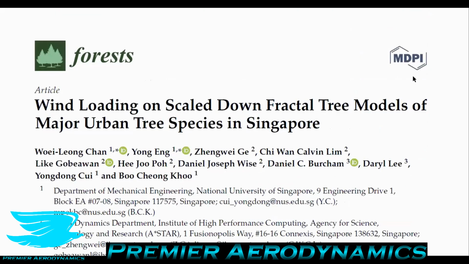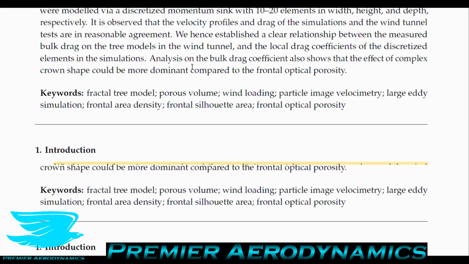And to look at this, we're looking at a paper called Wind Loading on Scaled Down Fractal Tree Models of Major Urban Tree Species in Singapore. It's open access. You can find a link in the description. And it was aptly published in a journal called Forests. Okay, so let's get into it.